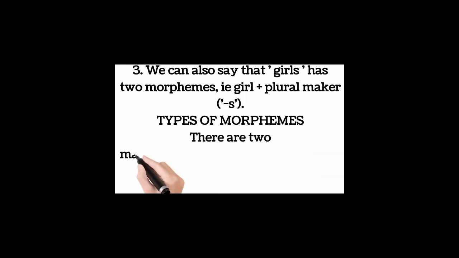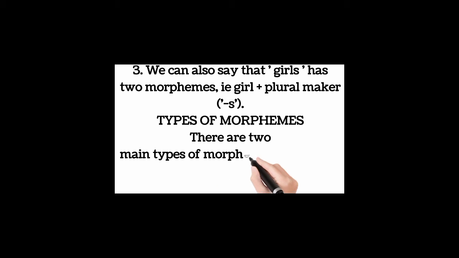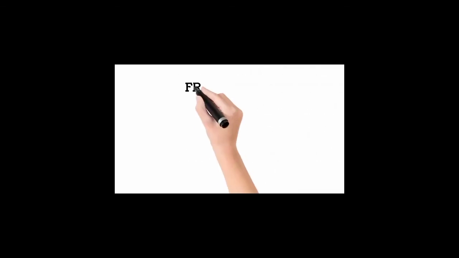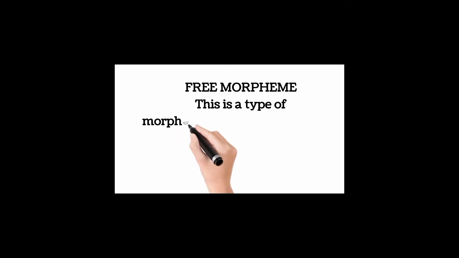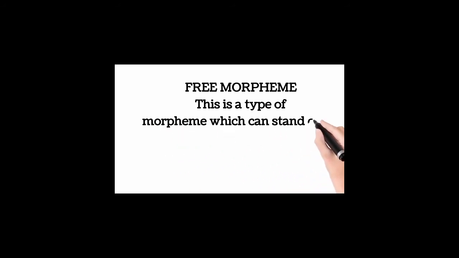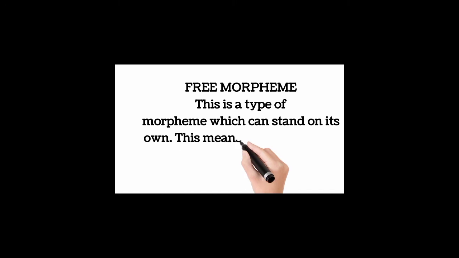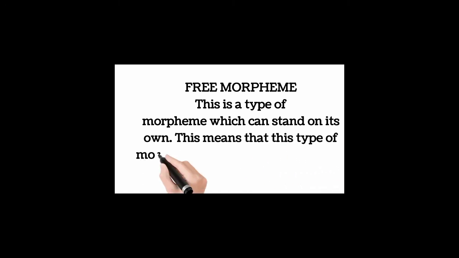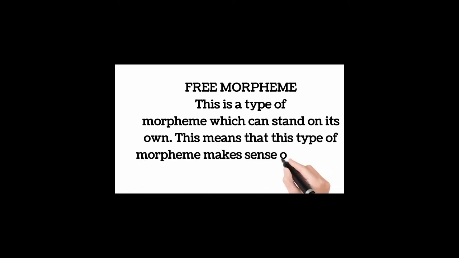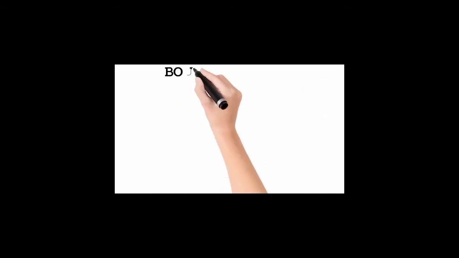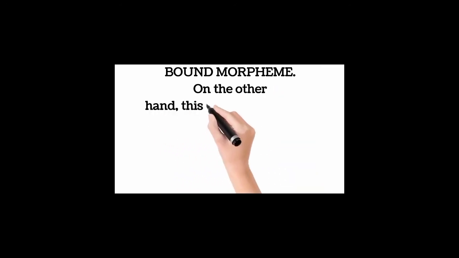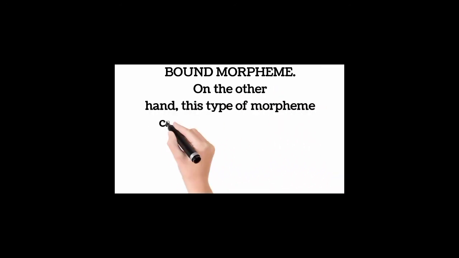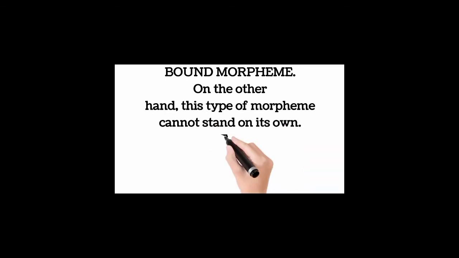So now let's take a look at types of morphemes. There are 2 main types of morphemes, and these are free morphemes and bound morphemes. A free morpheme is a type of morpheme which can stand on its own. This means that this type of morpheme makes sense on its own. Bound morphemes, on the other hand, cannot stand on their own.